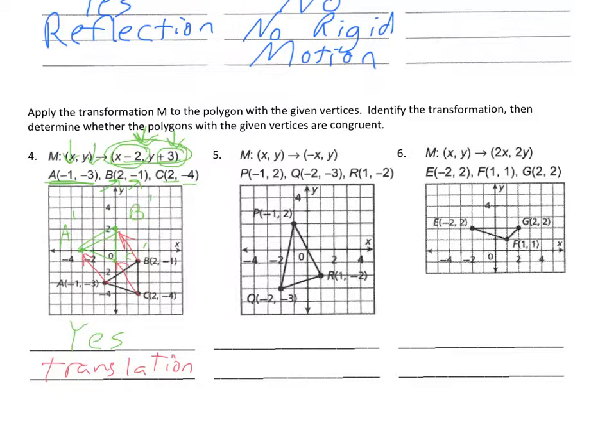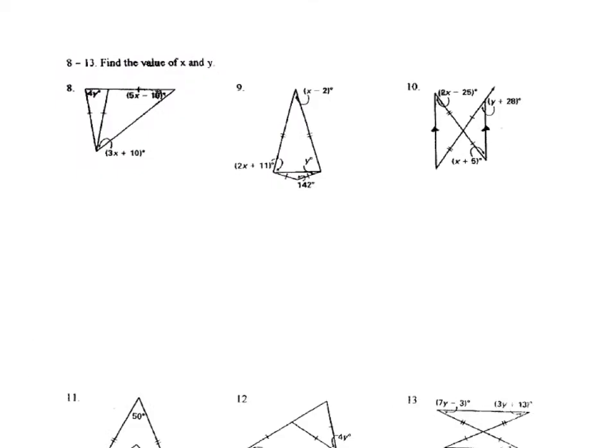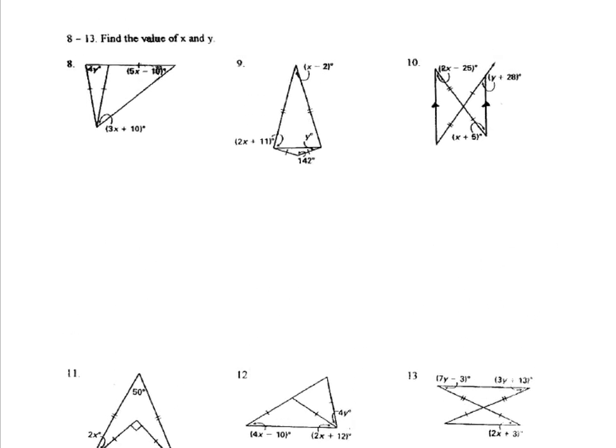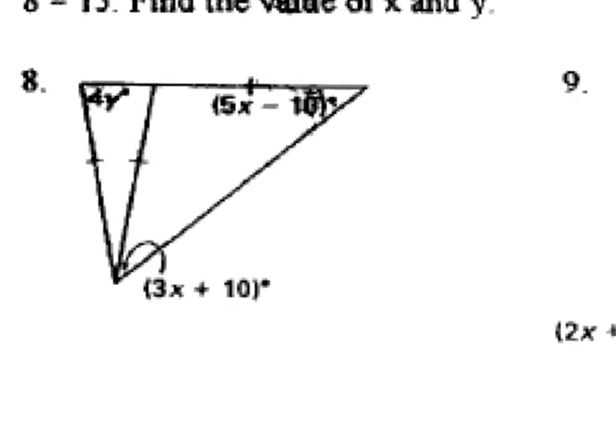Okay, let's look at the next page. All right, these 8 through 13, you should be okay. Again, this is a review of the last chapter. Looking at number 8 briefly, you'll notice these symbols mean congruence. That means we have two isosceles triangles. We have this triangle that has these angles congruent because of these segments congruent.